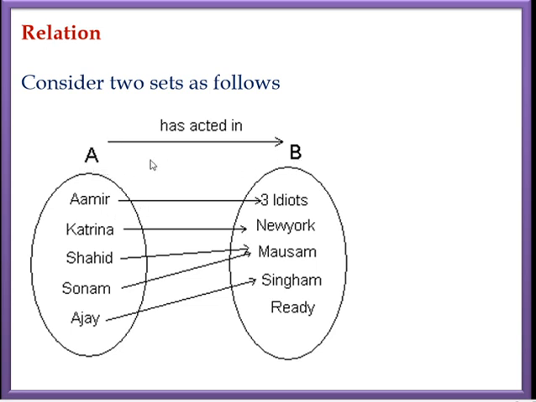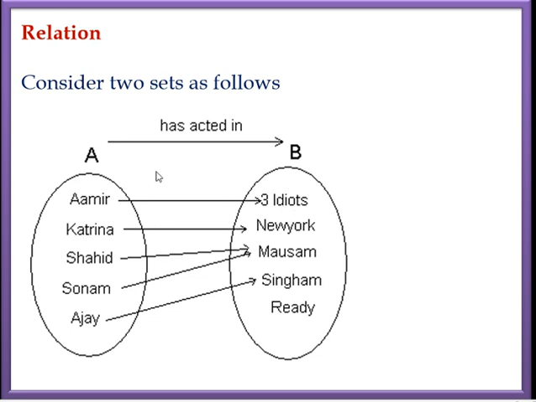Now there is some rule of association, because I haven't written that Aamir is associated with Ghajini or that Ajay is associated with Three Idiots, right? So what is the rule of association? An actor or actress is associated with the film he or she has acted in.